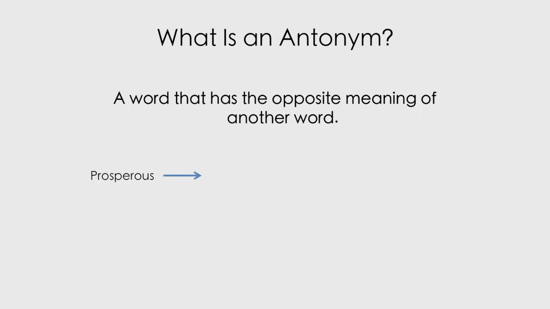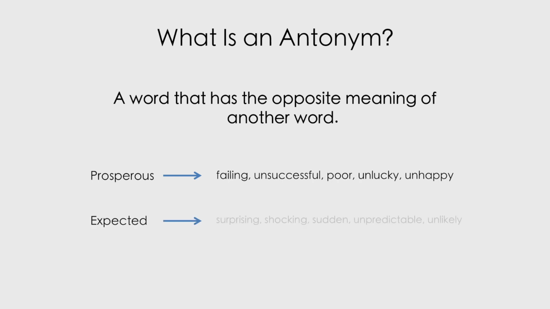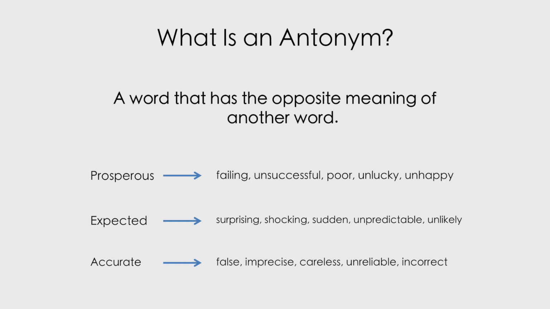Prosperous. What would the antonyms for prosperous be? Failing, unsuccessful, poor, unlucky, unhappy. Now what about expected? Surprising, shocking, sudden, unpredictable, unlikely. And accurate, false, imprecise, careless, unreliable, incorrect. Try and commit some of these examples of antonyms to your memory to help you in case any of them come up in the test.